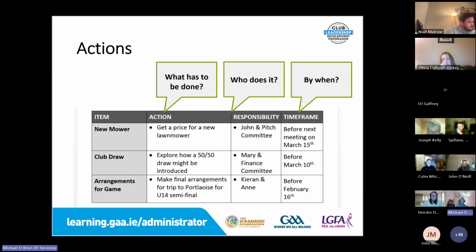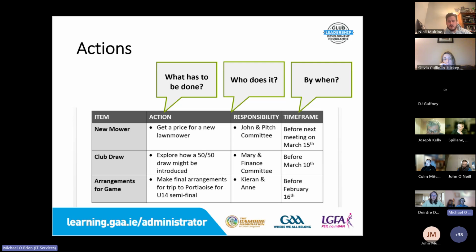And then arrangements for games. Make final arrangements for the trip to Portlaoise for the under-14 final. So that's the action that needs to be done. It's Kieran and Anne written here. So you appoint people who do it, and you say that needs to be organised before February 16th.